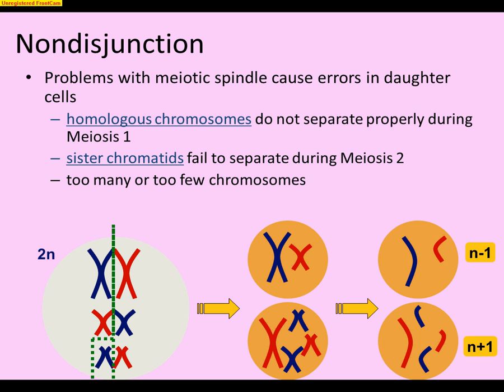So let's start with non-disjunction first. So basically what we got here is we've got issues with spindle fibers that causes separation problems. So you can have separation issues that happen in either meiosis 1 or meiosis 2. In meiosis 1, what would happen here is your homologous chromosomes do not separate properly. And in meiosis 2, what could happen is your sister chromatids don't separate properly. And both of these are caused by spindle fiber issues. And your result, what you end up with, is either too many or too few chromosomes.